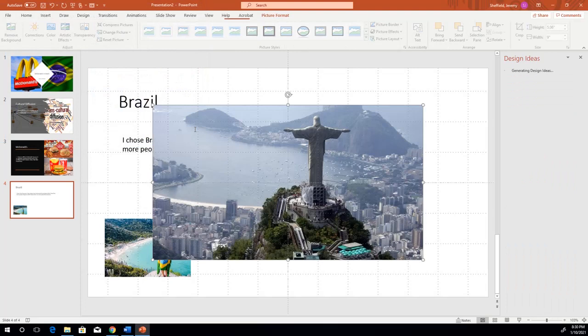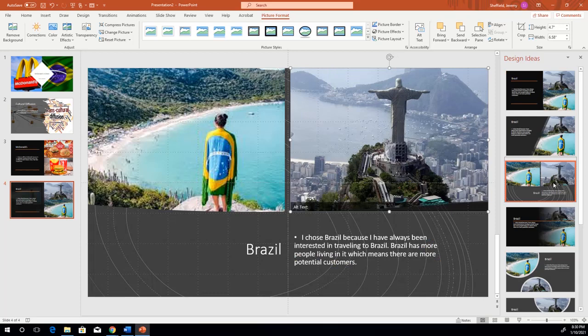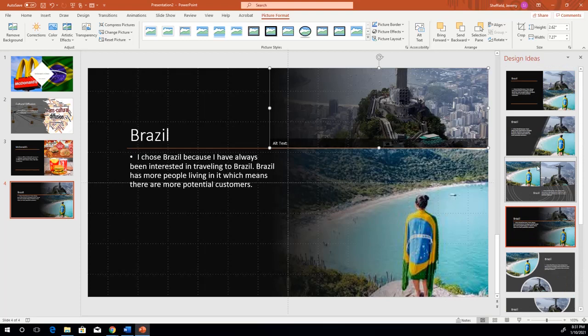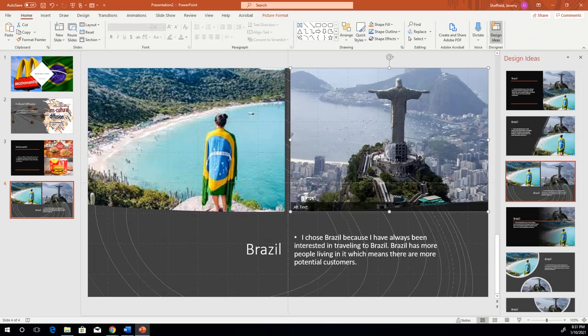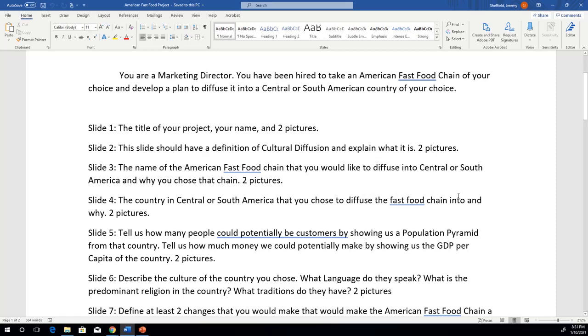Okay, design idea. Okay, that's not too bad. I'm gonna stick with that one. Okay, so that is slide 4. Why the country in Central or South America and why. Now we're on to slide 5.